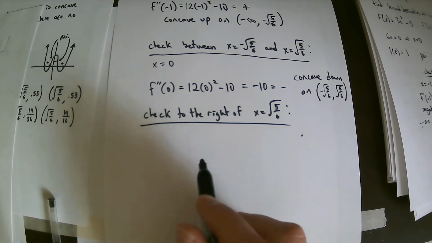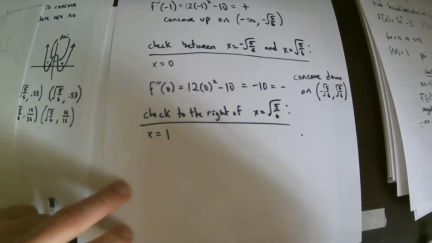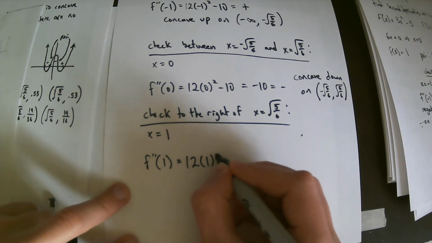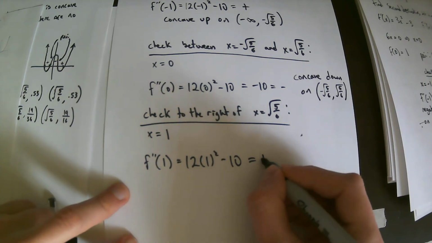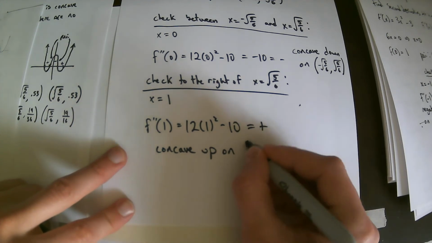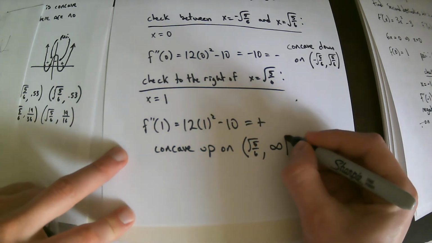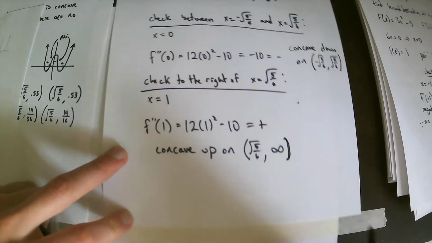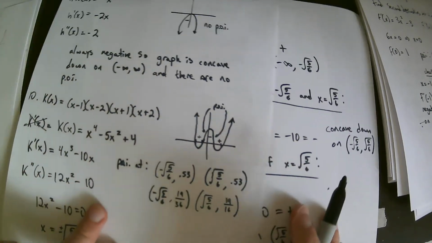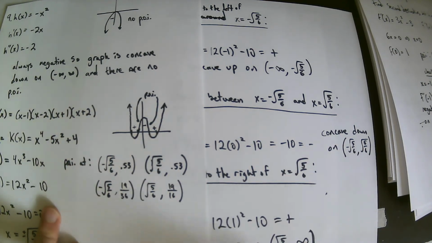Now, if we want to check something to the right of square root of 5 over 6, just pick one. Why not? It's to the right of it. So f double prime at 1 is going to be 12 times 1 squared minus 10, but that's going to be 12 minus 10, which is positive. So it's concave up from that point of inflection off to infinity. That's a parenthesis, which definitely agrees with our picture here. Positive up to that first point of inflection, negative in between them, and then positive again.